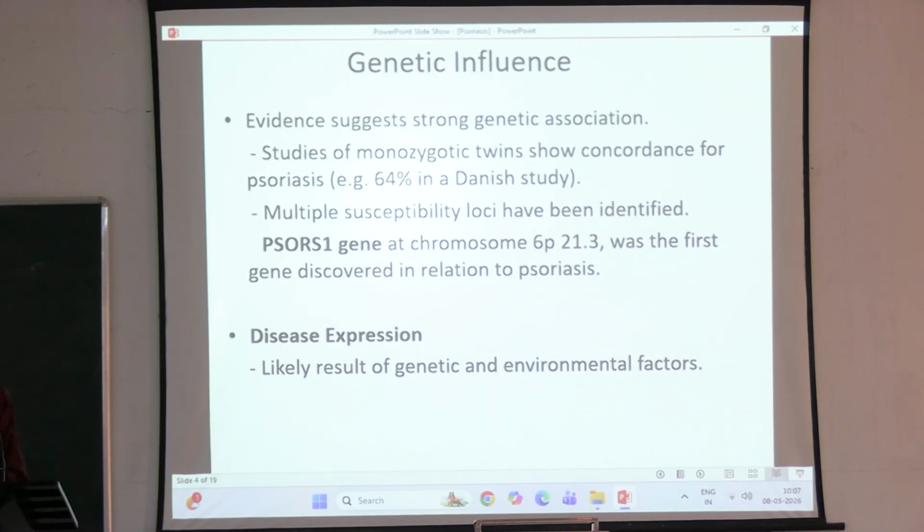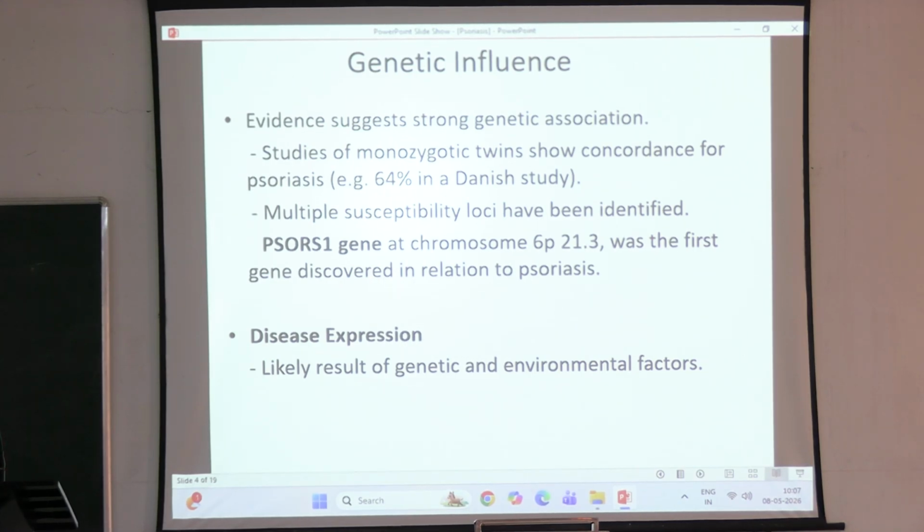Now coming to the genetic influence. Psoriasis is a polygenic disease, and several studies have been done. Studies of monozygotic twins show concordance for the disease in 64%, found in a Danish study. In a large German study, when both parents are affected, the chance of developing the disease is nearly 41%, but when one parent is affected, the chance is about 14%. So, a genetic association is found.